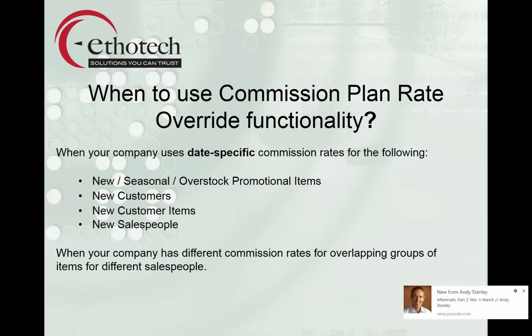So because we added this functionality, handling your exceptions just got a whole lot easier. As I just showed, traditionally, commission rates are driven by the customer item salesperson plan combinations. And that methodology works in a lot of cases. But when you have exceptions to handle, the window that I'm going to show you here momentarily, called rate override functionality, will give you the ability to handle those commission exceptions. Now, when might you use this functionality? I have some examples up here.